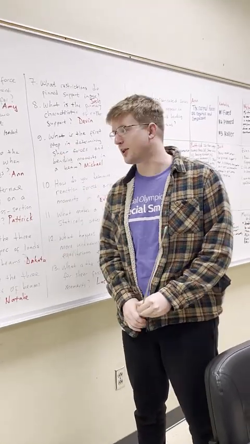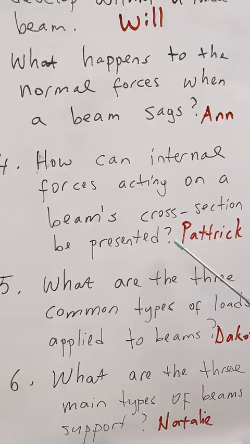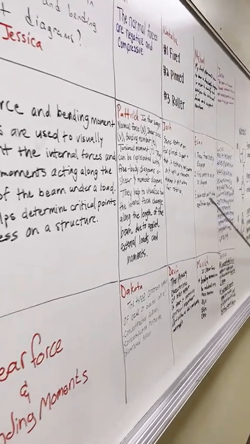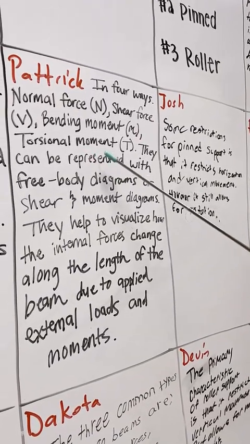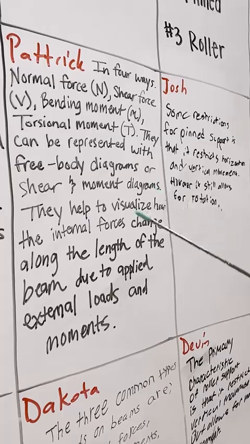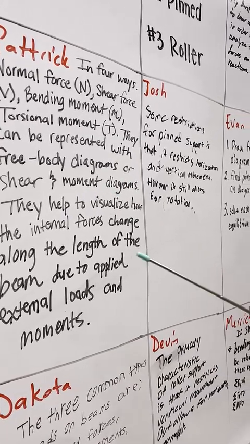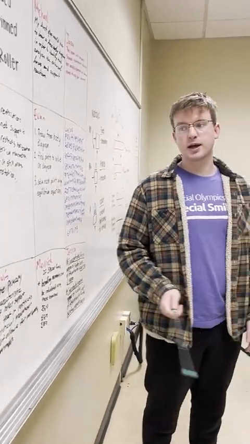Thank you. My name is Patrick, and my question was, how can internal forces acting on a beam's cross-section be presented? So in 4 ways: normal force, shear force, bending moment, and torsional moment. They can be represented with free body diagrams or shear and moment diagrams. They help to visualize how the internal forces change along the length of the beam due to applied external loads and moments.